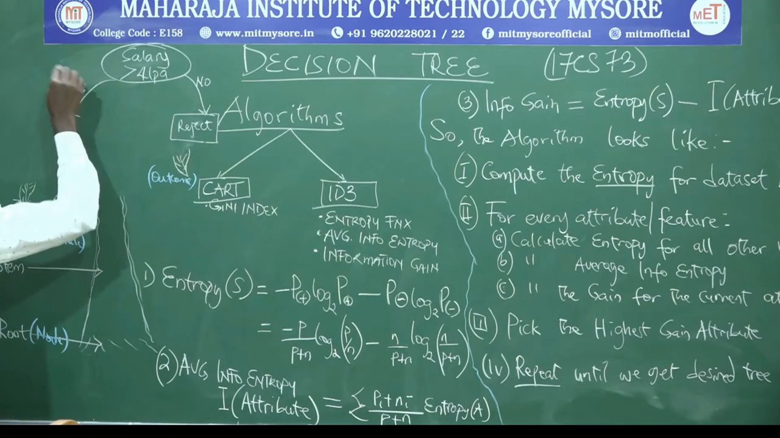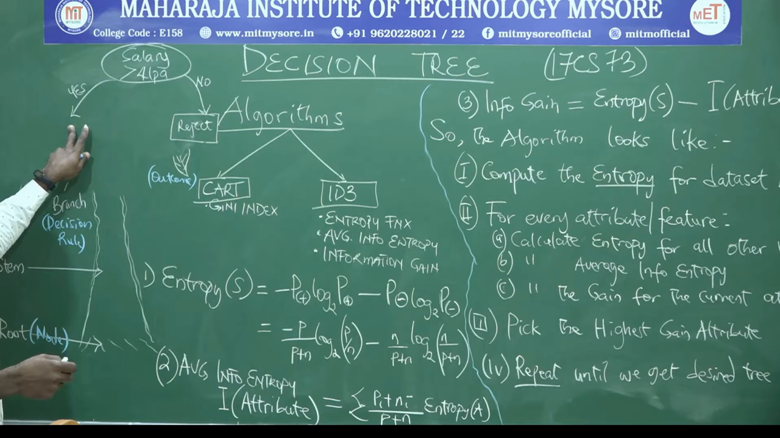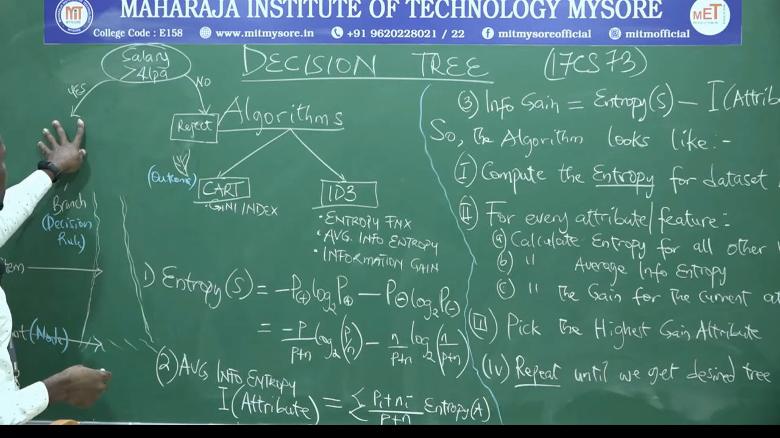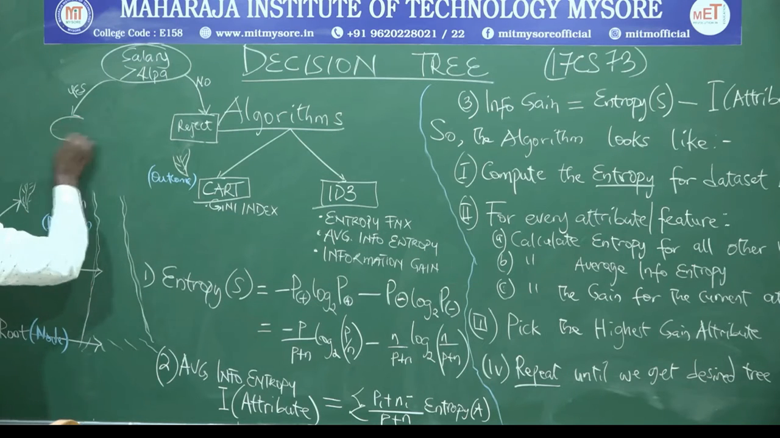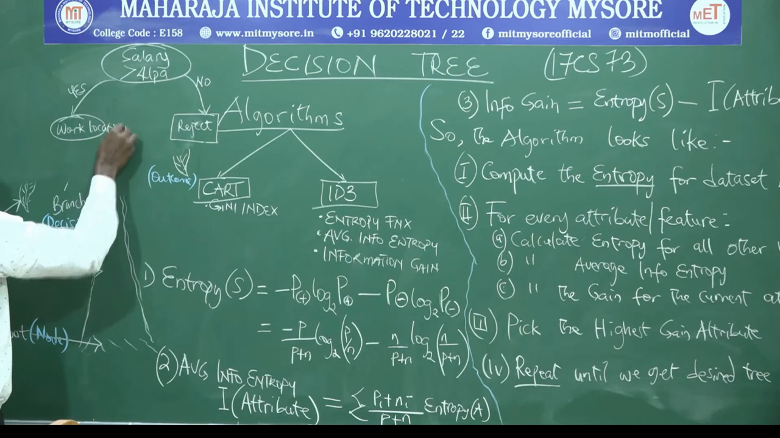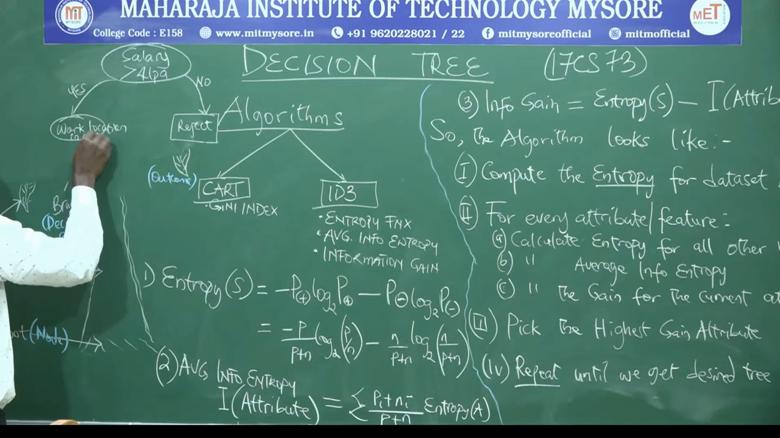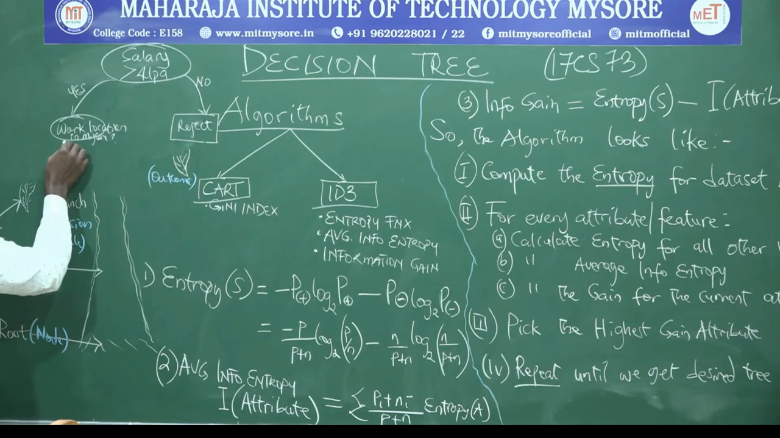Because my mom may not want me to leave Mysore. She wants me to stay in Mysore only. Now, if it's greater, what will I check again? Maybe I check work location, right? Maybe I translate it into the average time it takes to reach my place of work. So I might check work location. Is it in Bangalore or in Mysore? In Mysore?